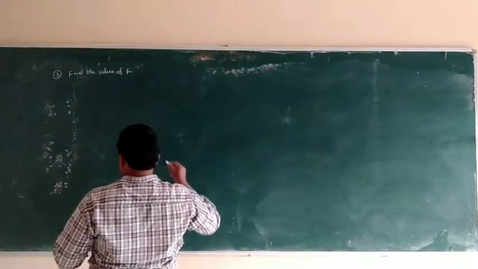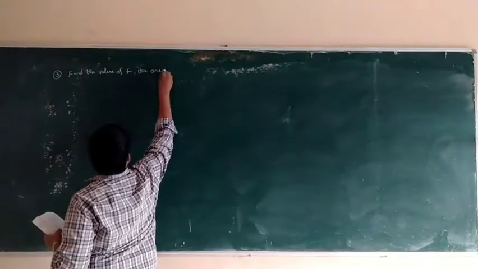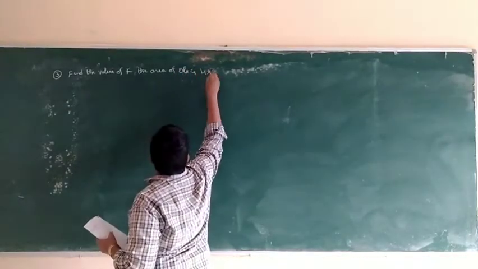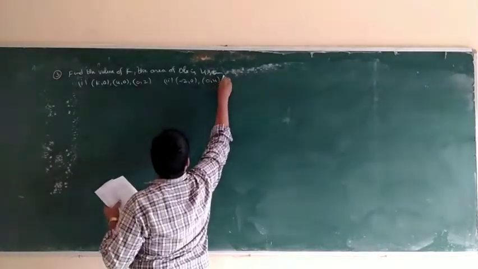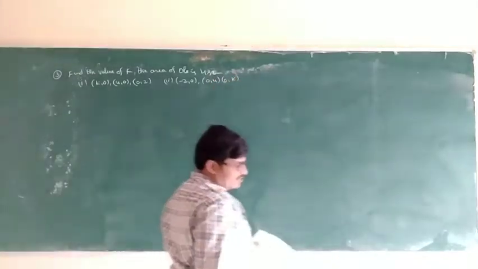Next problem is find the value of k. The area of the triangle is 4 square units, and the vertices are k comma 0, 4 comma 0, 0 comma 2, and the second bit is minus 2 comma 0, 0 comma 4, 0 comma k. This is the third model.